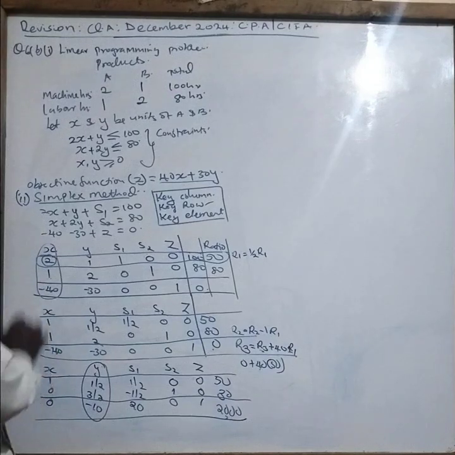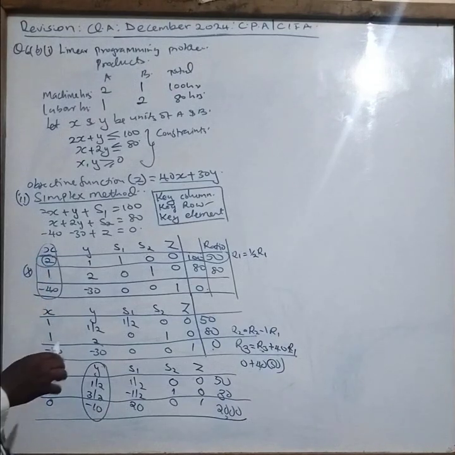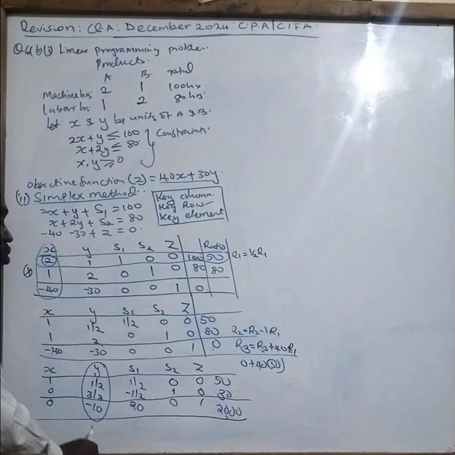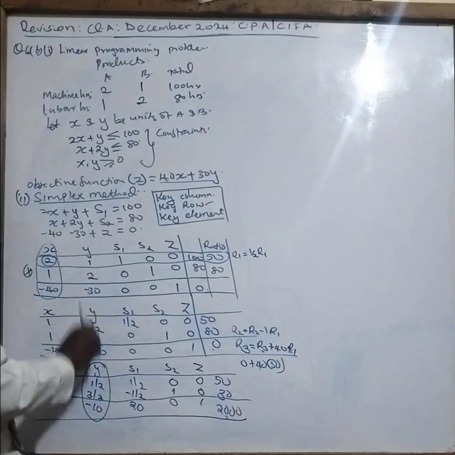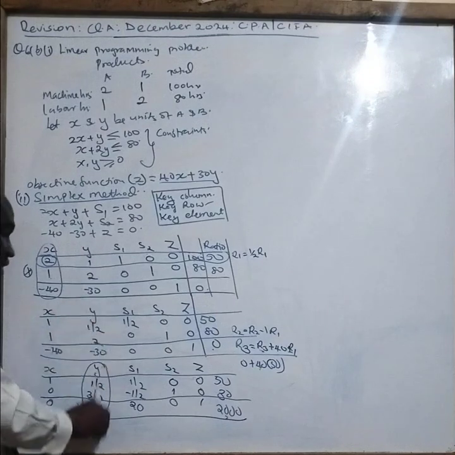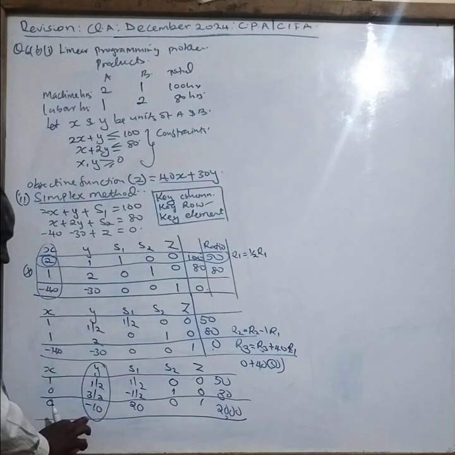This process will repeat itself like this one, whereby we are saying identify the most negative element on the objective function. Then look at it. Where is that most negative lying? Which column is that? In this case, it is in column 2. You can see column 2 here. So this is your column 2.